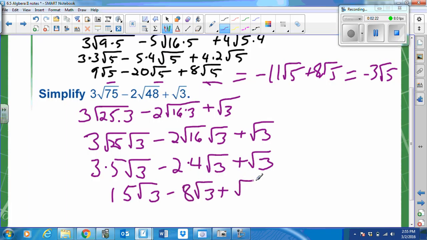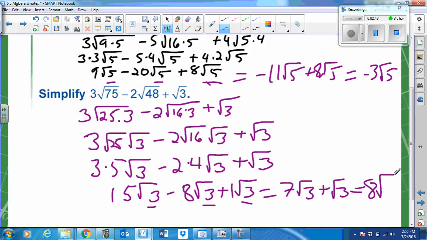So this gives us 15 square root of 3 minus 8 square root of 3 plus square root of 3. And at this point, it's probably going to be helpful to you to put 1 in front of that. So do we have like terms? Yes, we do, because the radicand is 3, the radicand is 3, the radicand is 3. So we have 15 square root of 3 minus 8 square root of 3 is 7 square root of 3 plus 1 square root of 3, which is going to give us 8 square root of 3.